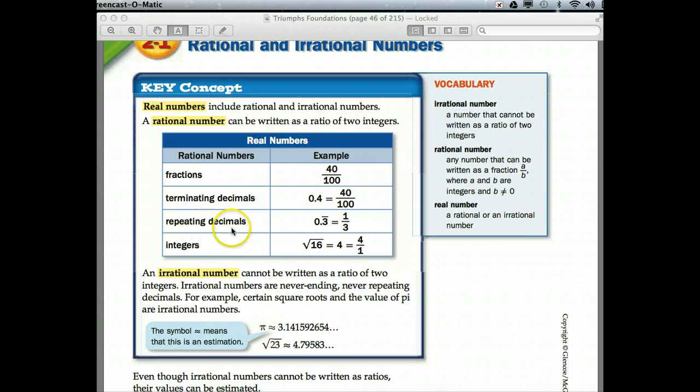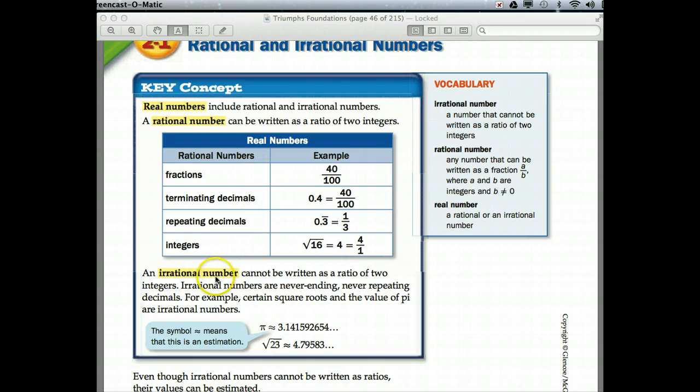Rational numbers are also repeating decimals, so 0.333333, that's a rational number. And then integers, so we've got the square root of 16. Well, 4 times 4 is 16, so the square root of 16 is 4, which can be written as 4 over 1. So as you see, every one of these can be written as a fraction. Now, that's the rational numbers.